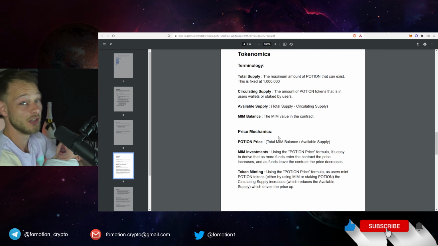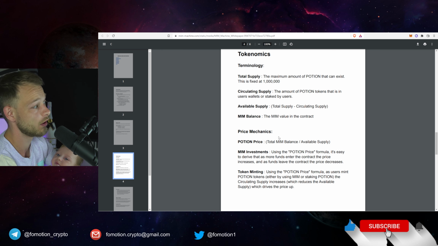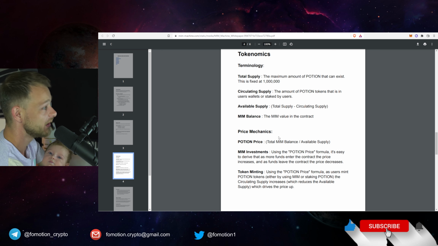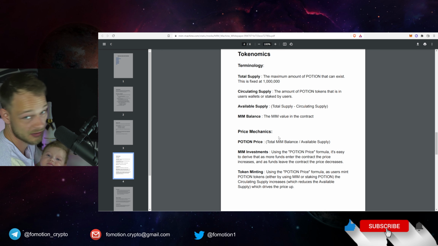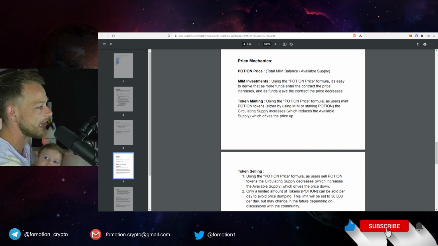And we got one. Tokenomics, very interesting tokenomics if you ask me, because the total supply is just 1 million and that's it. It's fixed. Circulating supply is the amount of potion tokens that is in users' wallets or staked by users. And you can read a lot more information here about how it exactly works.